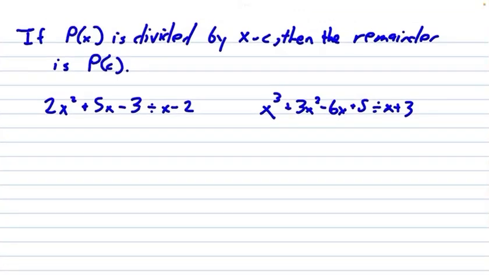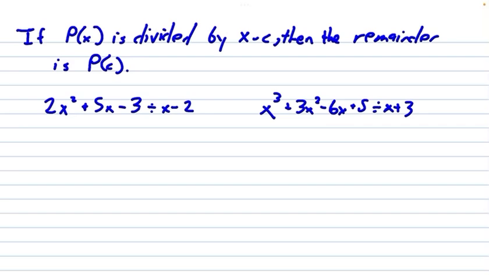Okay, here we want to look at the remainder theorem. And the remainder theorem is a good theorem because it shows us how to get the remainder of a division problem without going through the process of finding the quotient. All right. So here we say if a polynomial p of x is divided by x minus c, then the remainder is p of c. So we have to plug in our c.